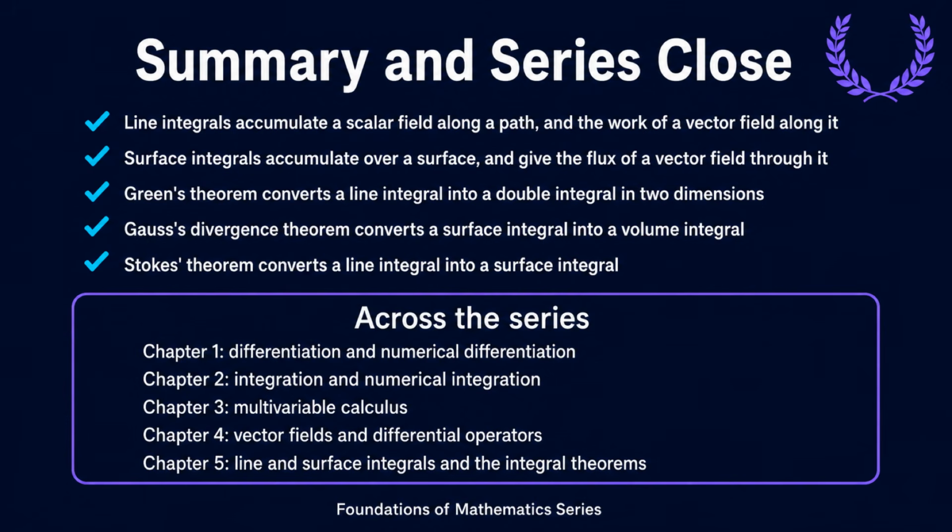Looking back across the series, Chapter 1 built differentiation and its numerical forms, Chapter 2 did the same for integration, Chapter 3 opened both up to several variables and gave us the total differential, the chain rule and the gradient. Chapter 4 turned the gradient into a family of operators on fields, and this chapter tied those operators to boundaries. Thank you for working through it.